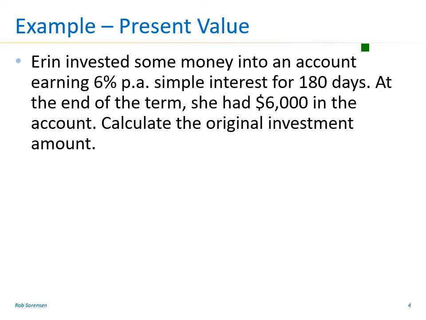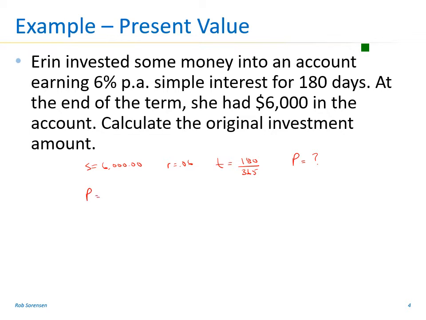Here's an example. Erin invested some money into an account earning 6% simple interest for 180 days. At the end of the term, she had $6,000 in her account. Can we calculate the original investment amount? Well, let's just go through here and write down some of the things we know. She ends up with $6,000. She earned a rate of 6%, and her investment was in there for 180 days. Again, I'll convert that to years because the rate was per annum as well. And we want to find the original investment amount.